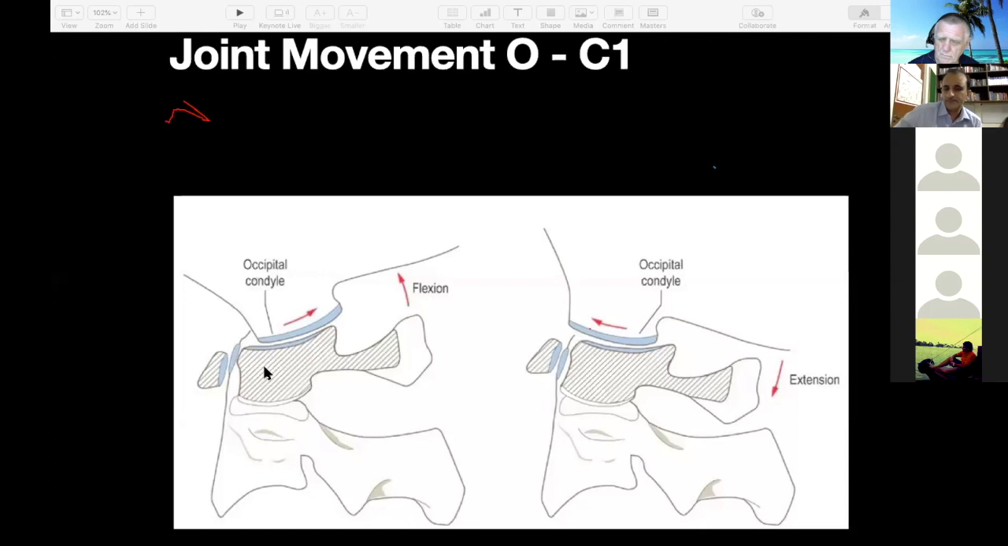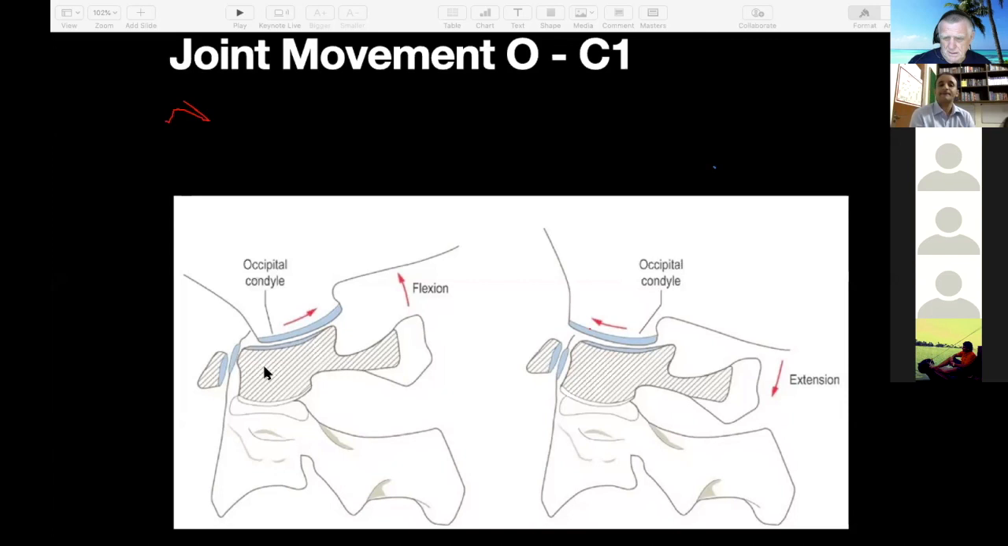It's like a translation movement. Because it's a ball and socket type of joint, or a cup and saucer type of joint, when the occipital condyle goes back, the other part does not actually come, but it's virtually because of the translation going ahead. So is it virtual or does C1 go ahead? We can say a few millimeters maybe. Not exactly.